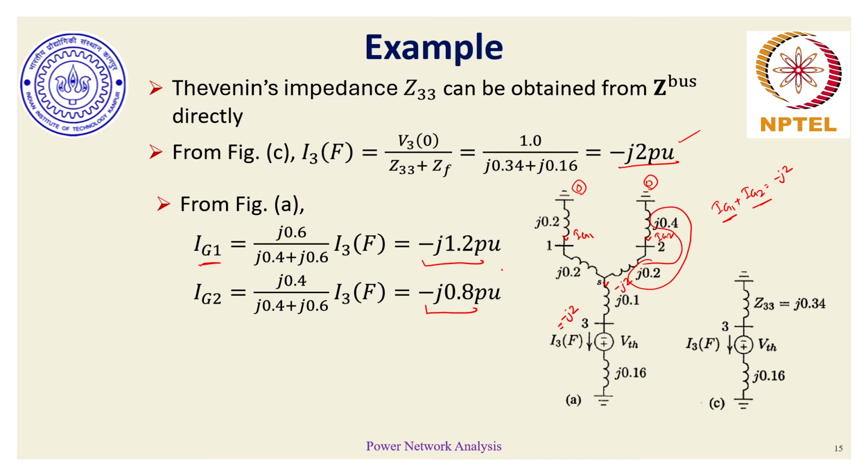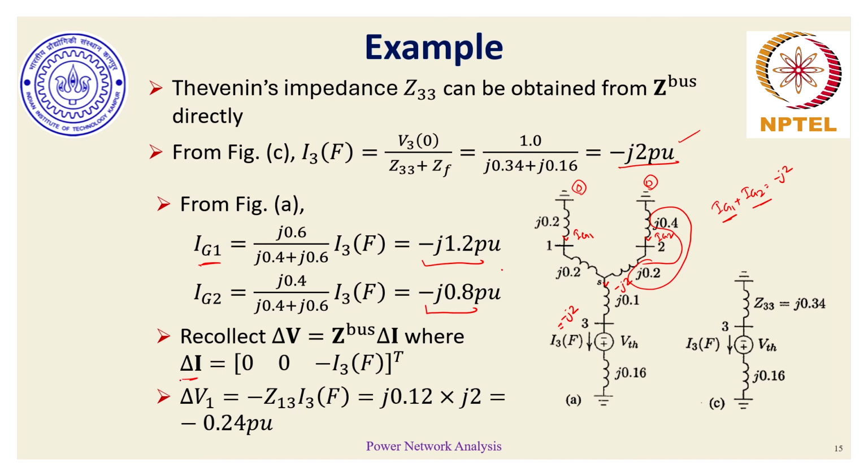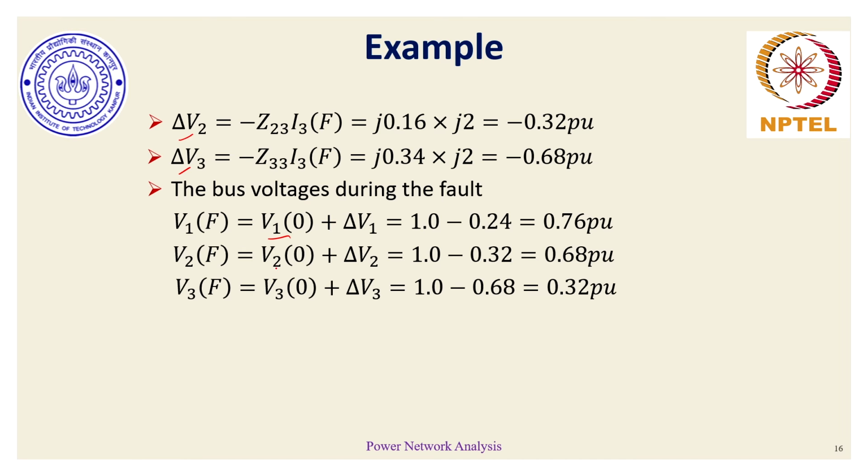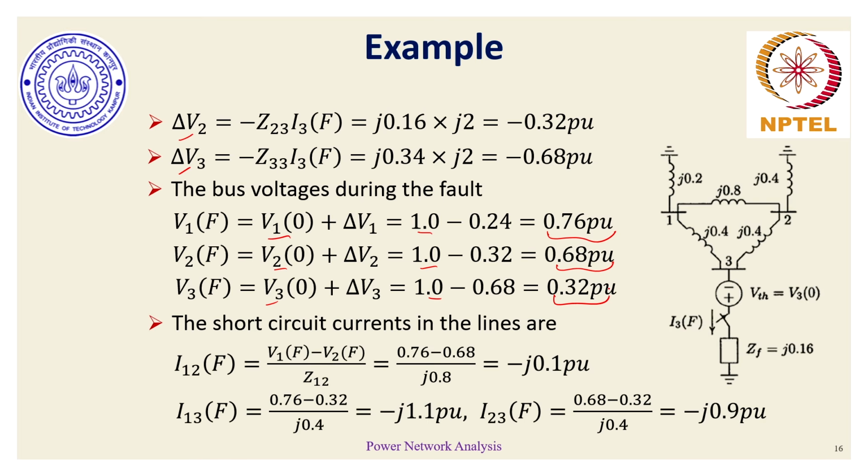Once I know my generator currents, I can also know my change in injection currents, delta I. From there I can find the change in voltages delta V1, delta V2, delta V3, superimpose them on the pre-fault voltages, which are all 1, 1 and 1, and find the actual voltages after the fault. Once I know my actual voltages, I can find the corresponding currents after the fault has occurred in the lines I12, I13 and I23, which are differences across the voltages of different buses divided by their actual line impedances.